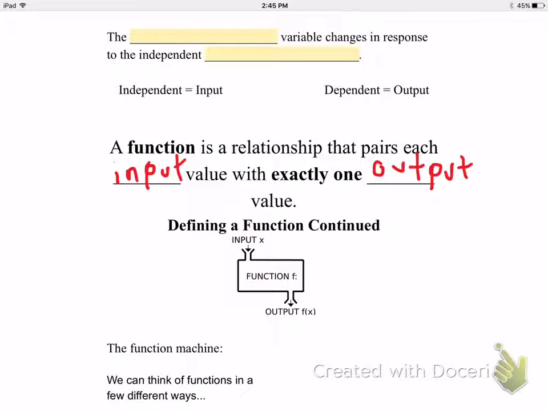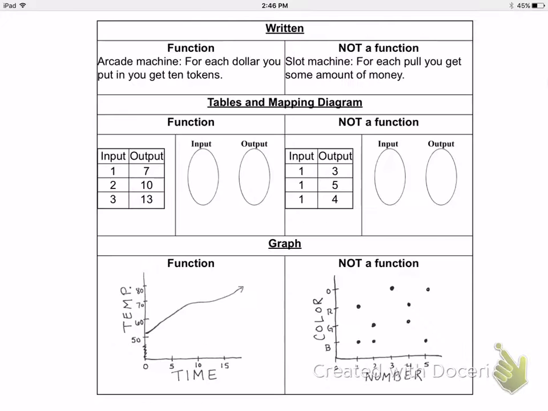So we can think of functions in a lot of different ways. One way is written. On the left-hand side, we're going to have things that are functions, and on the right-hand side, things that are not functions. So if we look at written functions, we can think of an arcade machine. For each dollar you put in, you get 10 tokens. Now, it's a function because it's reliable. Every time you put in a dollar, you get 10 tokens. You're not sometimes getting 15 tokens or sometimes getting 20 tokens. If you put in a dollar, you get 10 tokens.